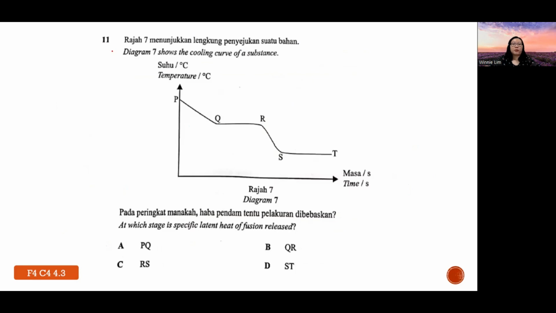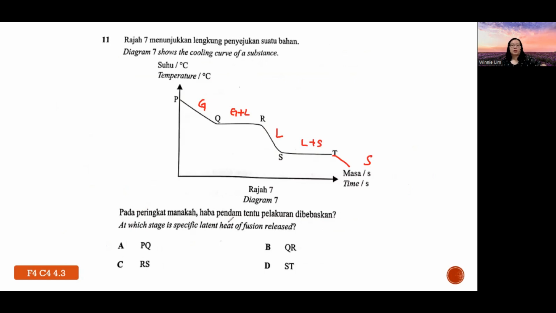Question 11. Diagram 7 shows the cooling curve of a substance. At which state is specific latent heat of fusion released? Of course, this is a cooling curve. So for a cooling curve, you start off with the gaseous state, then liquid, then if they still have, it's solid. So QR is the state where gas and liquid coexist, and ST is where liquid and solid coexist.